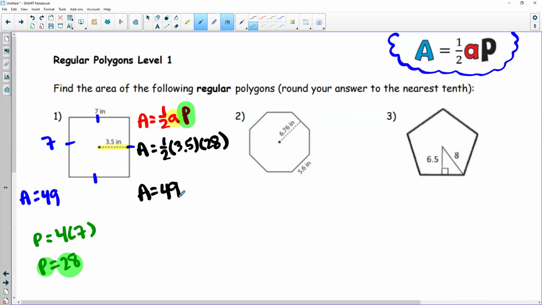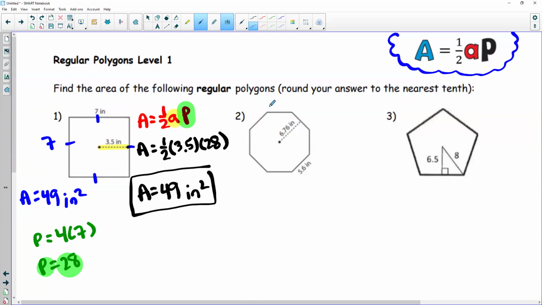So area is equal to 49, and I didn't put the units here on either one of these, so let's go ahead and take care of that now. We're looking at inches squared. So that is the formula of a regular polygon. You just take 1/2 and multiply it by the apothem times the perimeter. Okay, let's look at another one here.